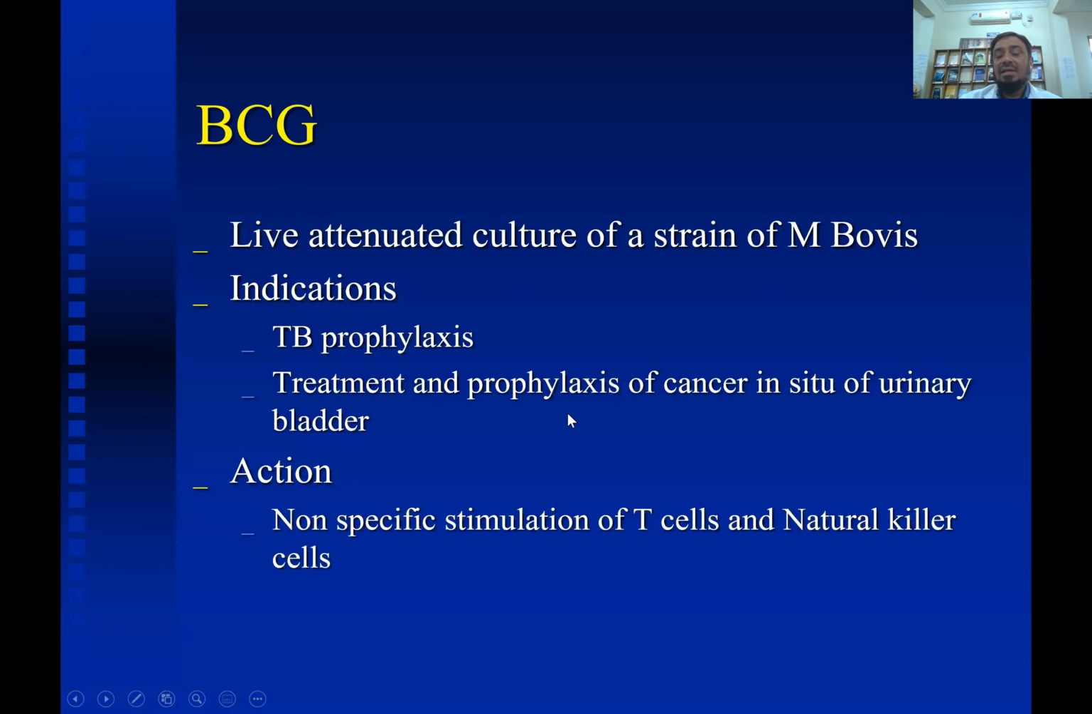So the ampule of this BCG can be dissolved in 50 ml of saline, and with the help of a catheter, it can be instilled in the bladder 2 hours before urination. Because if the patient urinates, then the BCG also will be washed out. So 2 hours before the urination, this BCG vaccine can be given in cases of cancer in situ of the urinary bladder.